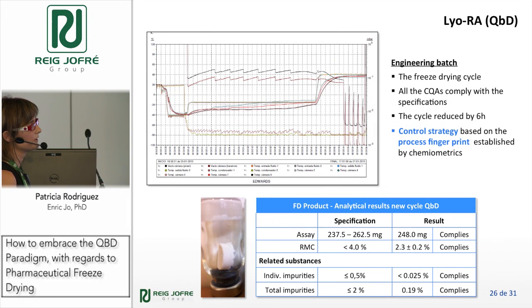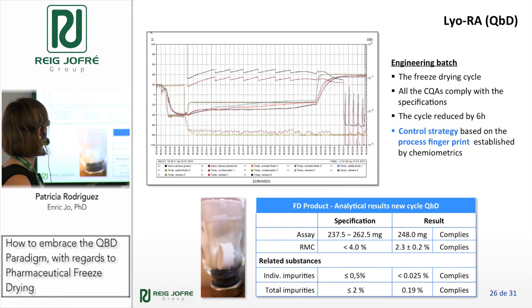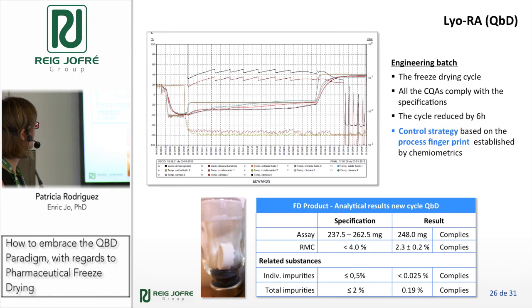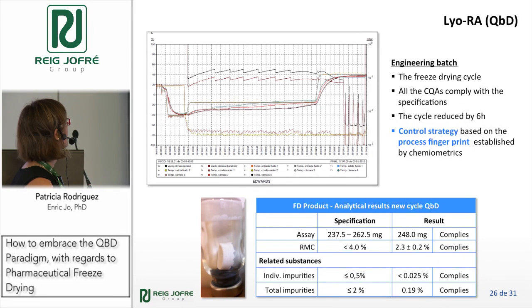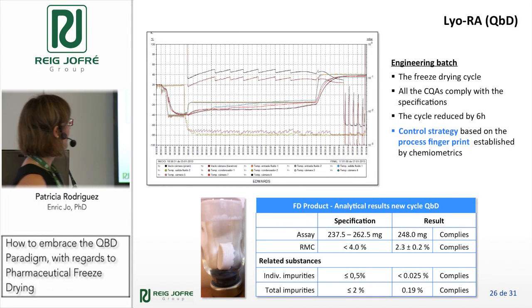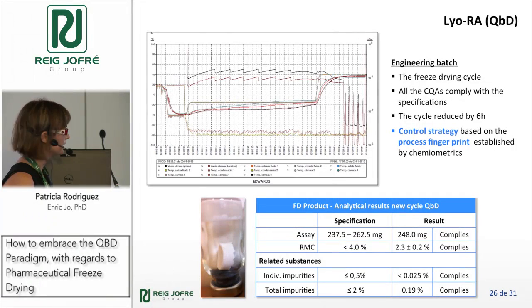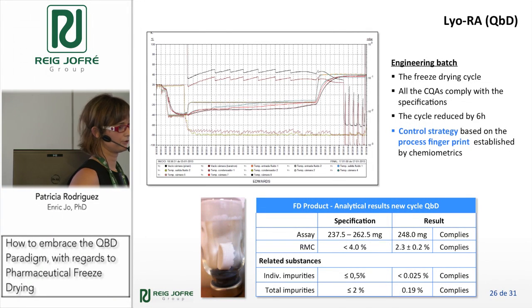And the results of the engineering batch. We have the graphic of all the steps that occur during the cycle. All the sequence complies also with the specification. The cycle has been reduced by 6 hours. And we applied a control strategy based on the process fingerprint established by chemometrics.